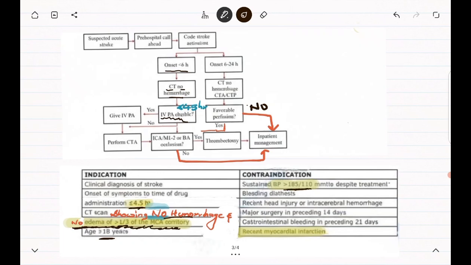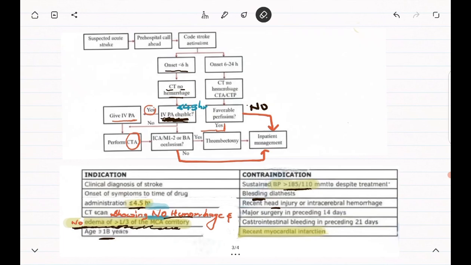Also, if the patient's BP is consistently more than 185 by 110 despite treatment, like we can give nifedipine or labetalol, we cannot give thrombolysis. Also, if the patient has any bleeding diathesis, that is bleeding disorders, or there is a recent head injury or a recent myocardial infarction, you can go through this slide. If there are no contraindications, the time has been less than 4.5 hours and the patient has no edema of more than one third in the MCA territory, then the patient is IV tissue plasminogen activator eligible. If he is eligible, then we have to give IV TPA.